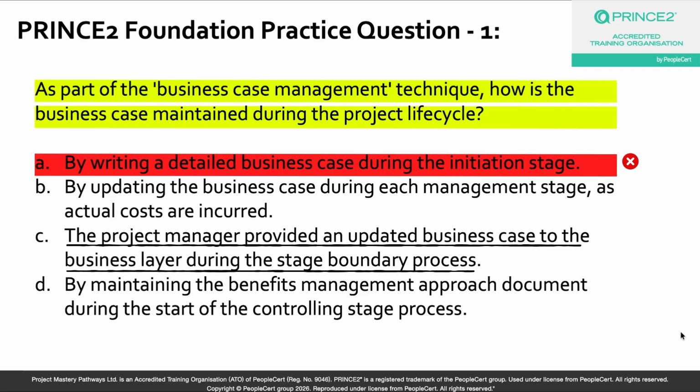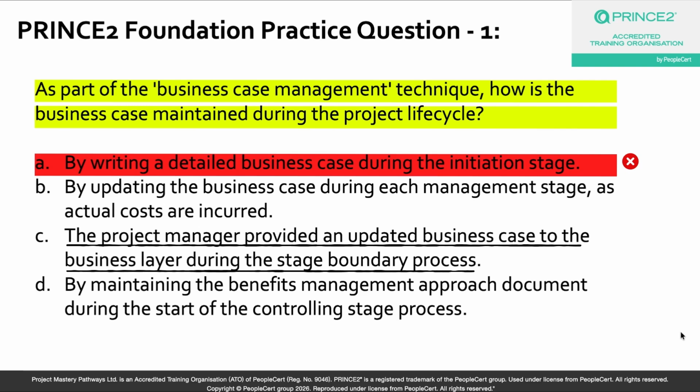But if you look at this very, very closely, the business case is not handed to the business layer as if it was a one-way delivery, right? The project manager updates it with actual progress data. Let's say things like costs incurred, product delivered, benefits realized, and it is reviewed by the project board, okay? Not the business layer, which is one level up from the project board.